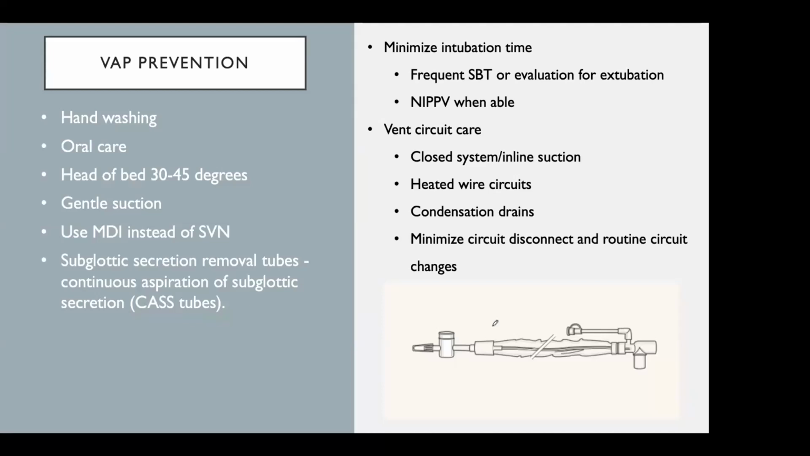But generally, as soon as we intubate somebody, we want to be thinking of ways to get them off. So minimize intubation time and vent days. We will do frequent spontaneous breathing trials and non-invasive positive pressure ventilation when we're able to. Now, we don't want to go straight from extubation straight to BiPAP. Always take this as we're going to try BiPAP and keep you off the vent as much as possible.